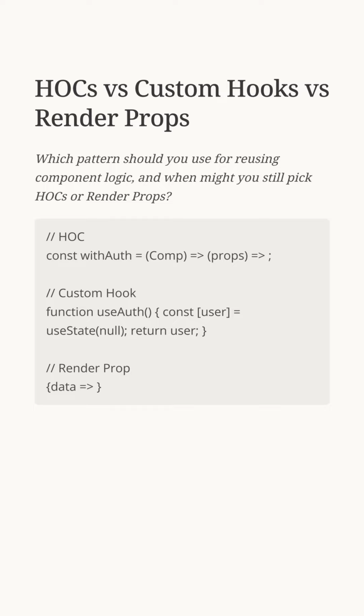A higher order component is a function that wraps another component and adds props or behavior. A custom hook is a reusable function that returns data and actions a component can use. A render prop is a component that calls a provided function with data so you decide how to render. Each one reuses logic, but they do it in different ways.